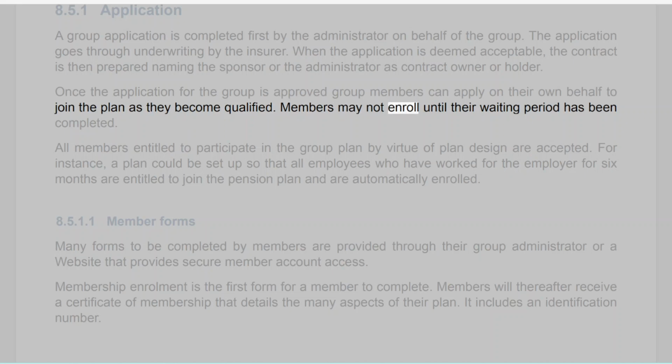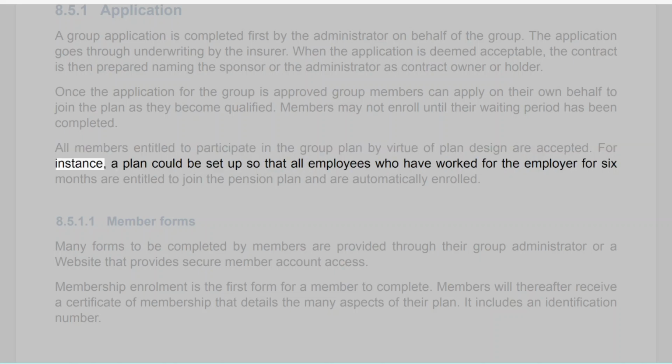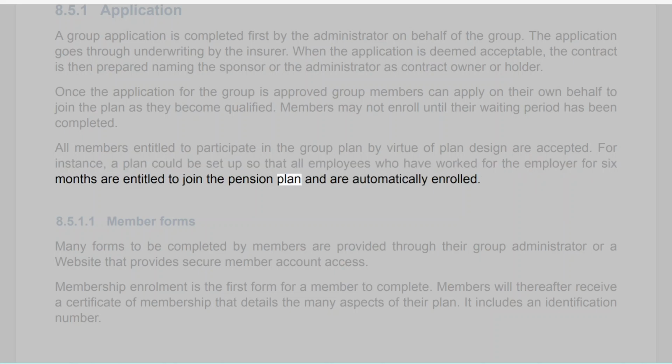Members may not enroll until their waiting period has been completed. All members entitled to participate in the group plan by virtue of plan design are accepted. For instance, a plan could be set up so that all employees who have worked for the employer for 6 months are entitled to join the pension plan and are automatically enrolled.